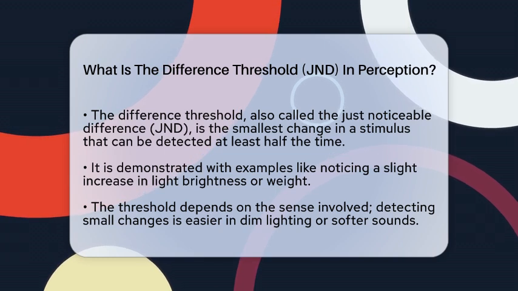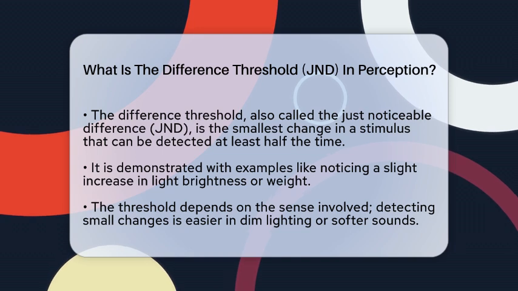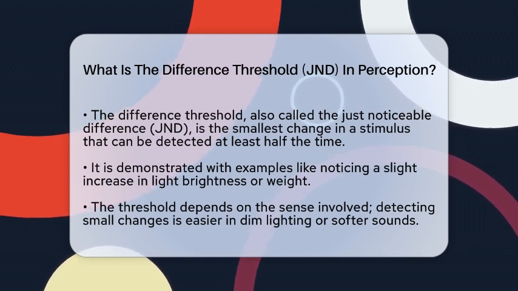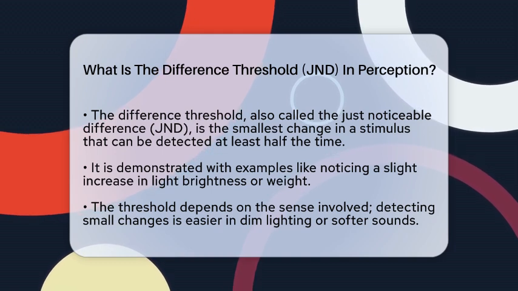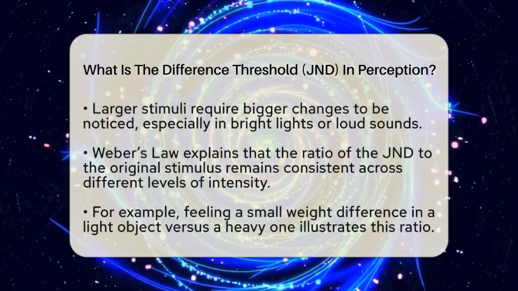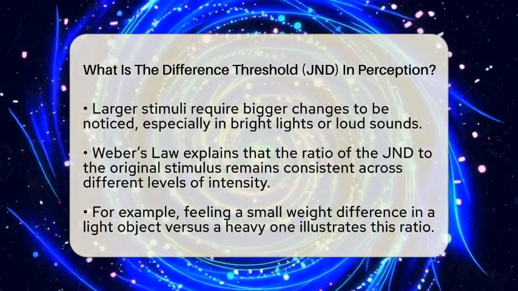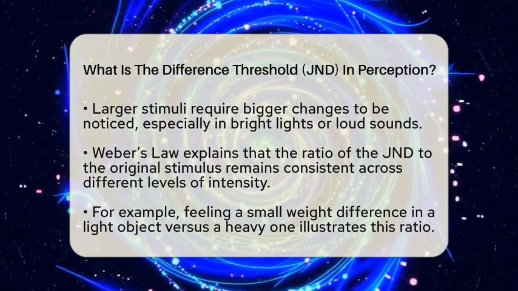The difference threshold is the smallest amount by which two stimuli must differ for us to detect that they are not the same at least half the time. For example, if you hold two weights, it's the smallest weight difference you can feel reliably. If one weight is just a little heavier than the other, that's the JND. It's not about the absolute strength of the stimulus, but about the change from what you already perceive.